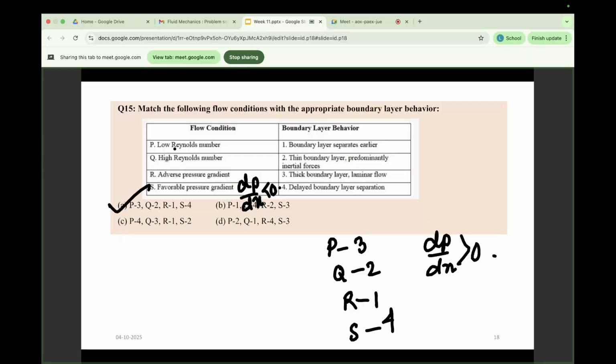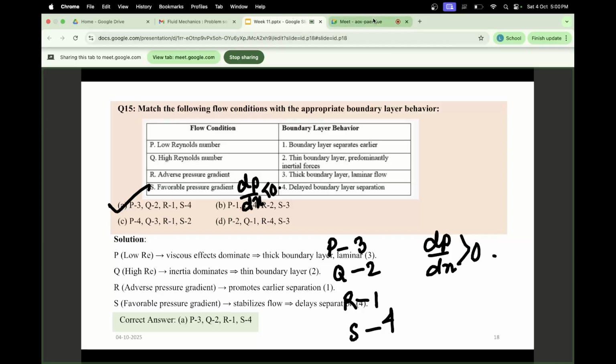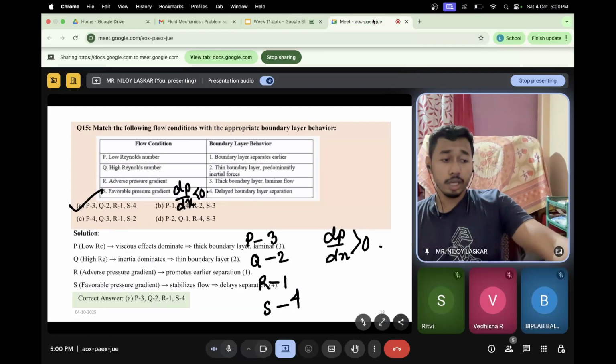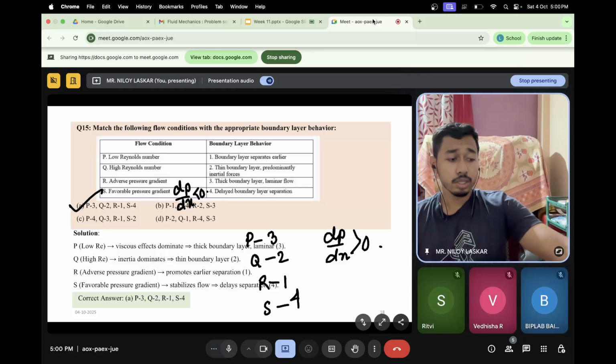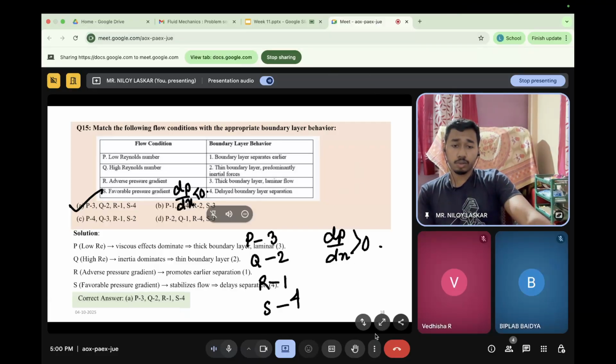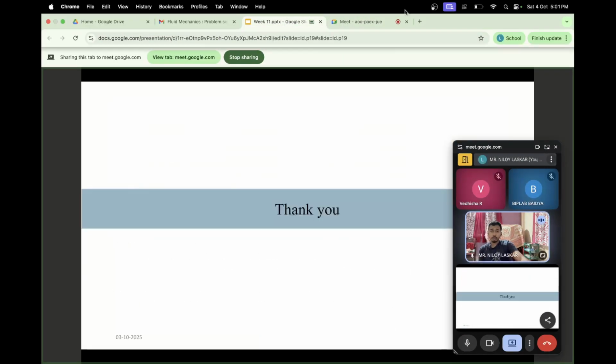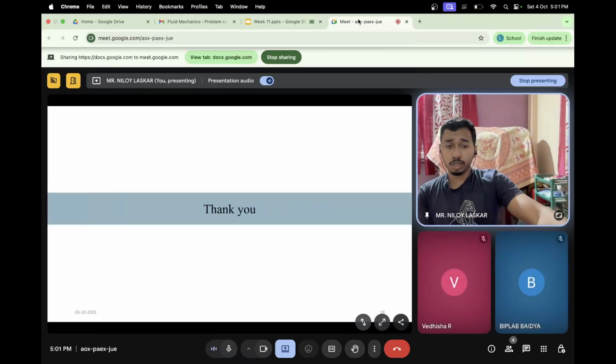So good that Disha, you have answered it correctly. So option A is the correct answer. Up to this, any confusion for today's class? Any confusion? So if we do not have any confusion, we'll wind up today's class. So please let me know if you have any confusion.